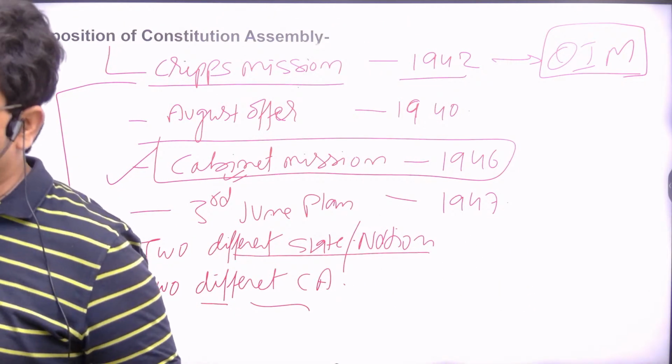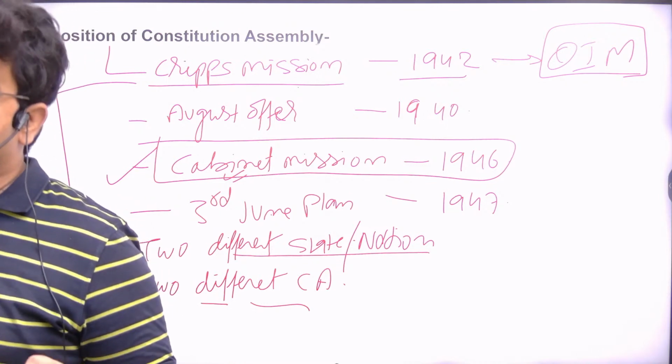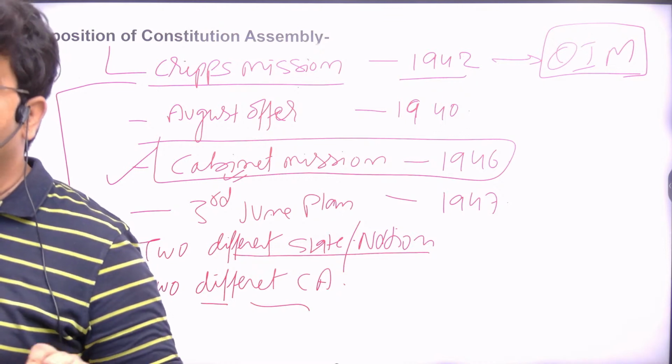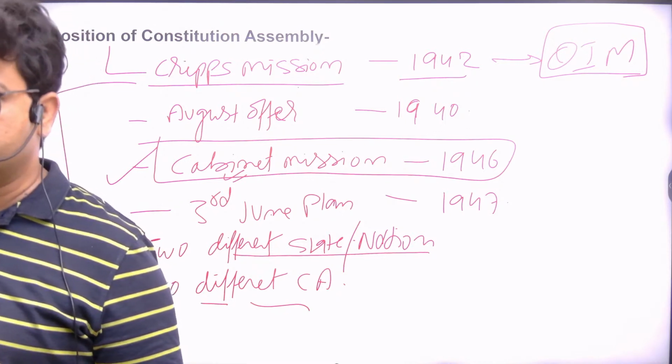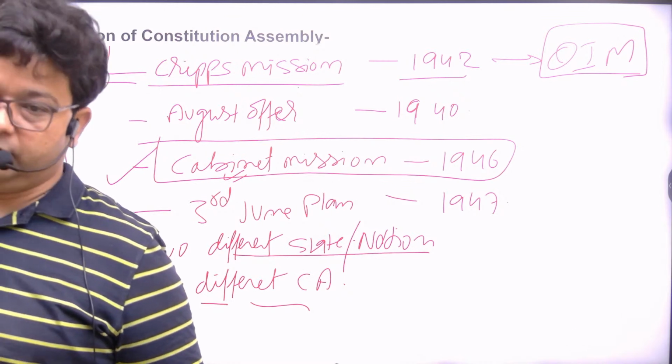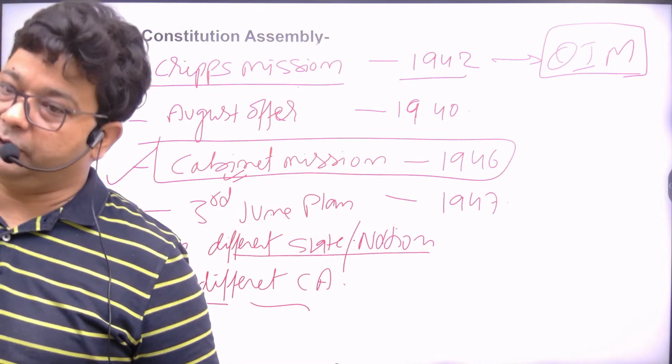So failure of the Cripps Mission, because there is a condition in the Cripps Mission that this can only come into force when both the National Party of India, that is INC, and the Muslim League accept the plan, तभी जाकर के कॉन्स्टिट्यूंट असेंबली बनेगी.